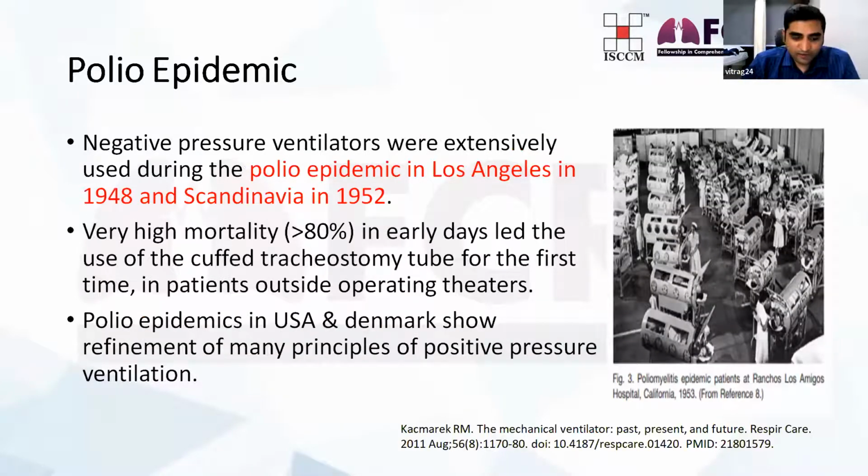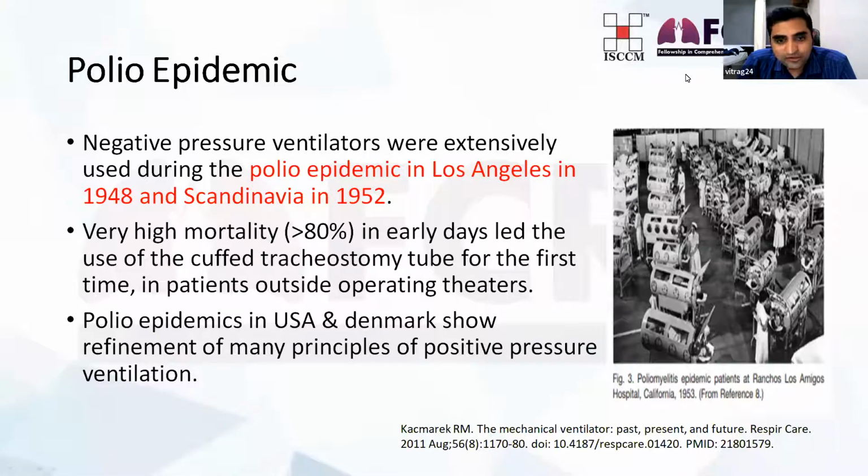So now coming to the polio epidemic, you can see in the pictures on the right side there are so many patients being ventilated in this tank ventilator in the epidemic in California in 1953. In Los Angeles in 1948 and in Copenhagen in 1952, negative pressure ventilators were extensively utilized. Initially there was very high mortality in the early days. Thereafter, they started using a cuffed tracheostomy tube for the first time and started ventilating patients outside the operating room, and then they noticed mortality went down from more than 80% to less than 30%.